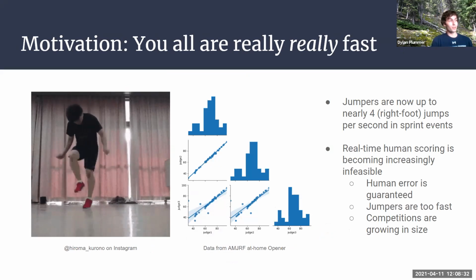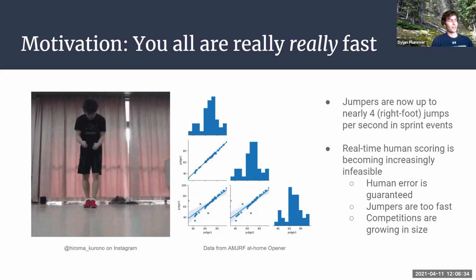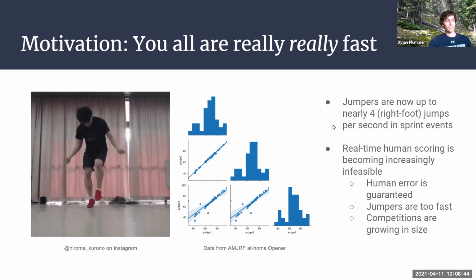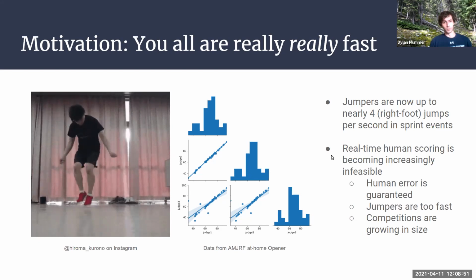And so my main motivation behind this project is that jumpers are getting incredibly fast. Right now, the world record holders are up to nearly 4 right-footed jumps every single second in 30-second speed, which is really ridiculous. And real-time human scoring is becoming infeasible at those speeds. Even at lower speeds, human error is pretty much guaranteed.